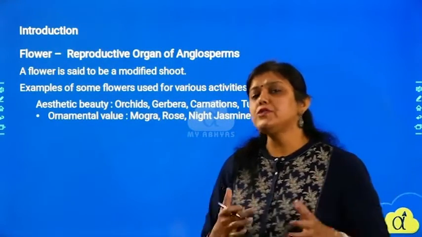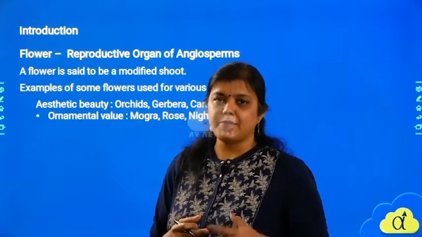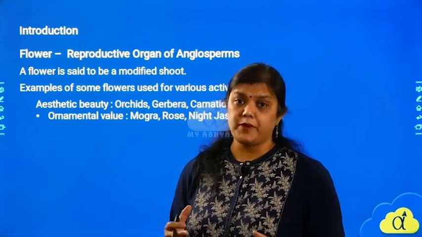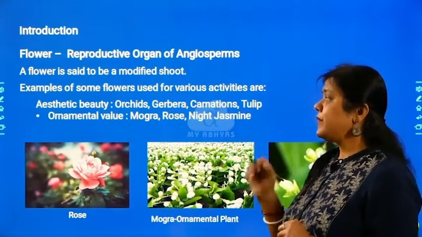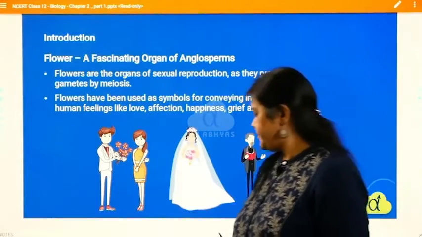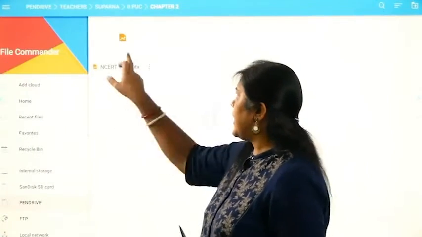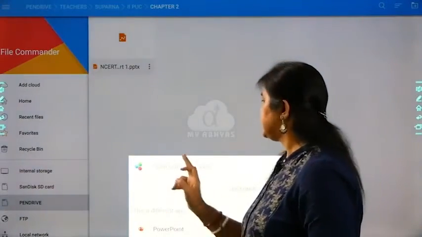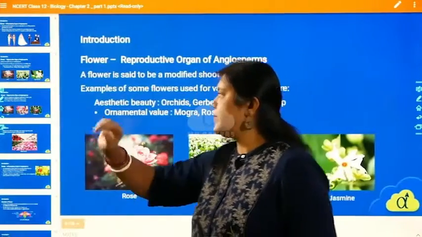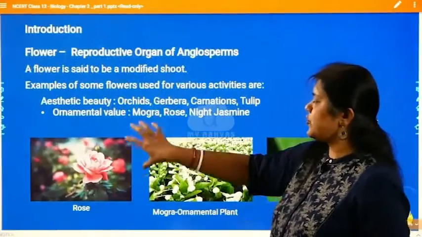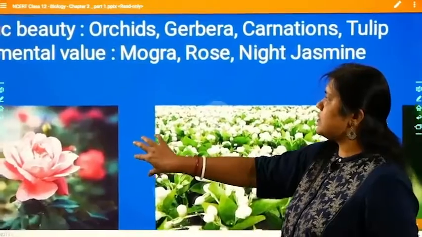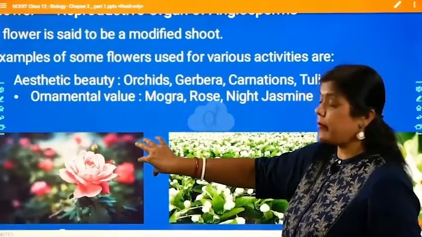Now, where do we use flowers? Let us start the chapter on an easy note, and give some examples where we use flowers for different purposes. We use flowers for aesthetic beauty. Now, where do we use flowers? We use flowers for our different purposes. For example, these are flowers which have some aesthetic beauty and ornamental values.